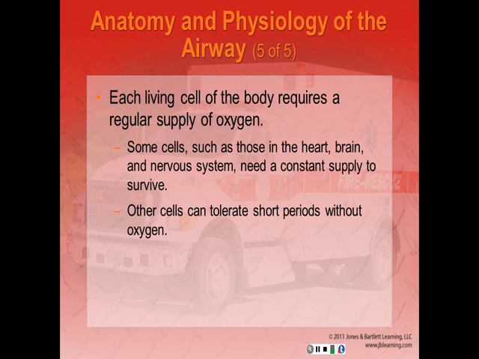Each living cell in the body requires a regular supply of oxygen. Some cells, such as those in the heart, brain, and nervous system, need a constant supply to survive and will be damaged or die if the supply is interrupted. Other cells in the body can tolerate short periods without oxygen and still survive.